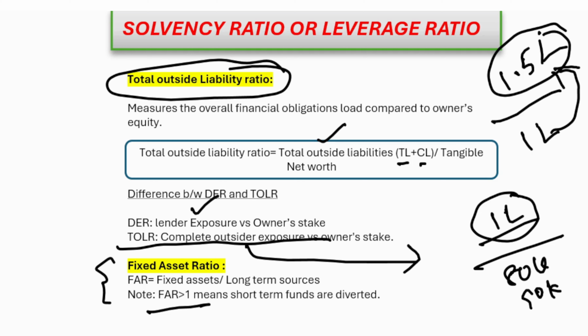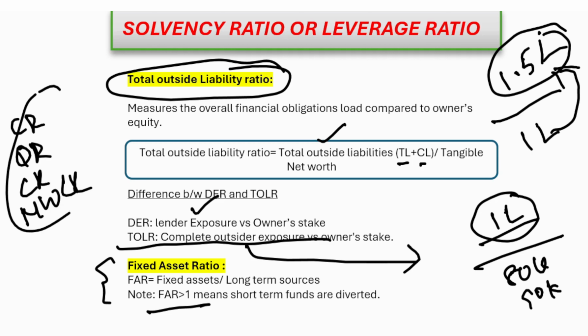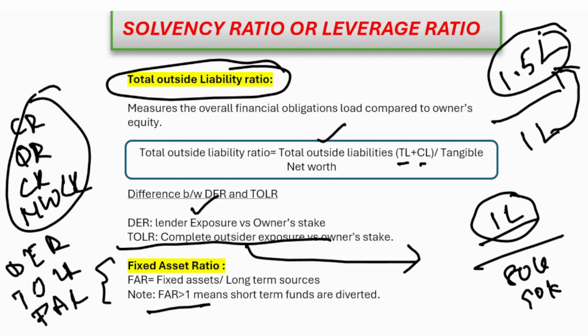So what we discussed here: current ratio, quick ratio, cash ratio, net working capital ratio. These four are liquidity ratios. Under solvency ratios: debt equity ratio, total outside liability ratio, fixed asset ratio. These all come under solvency. We have discussed 7 ratios here. In the next videos, we can discuss the turnover ratio, capital ratio, profitability ratio, and the main and important thing, coverage ratios, that is debt service coverage ratio and interest service coverage ratio. We can discuss them in further videos.